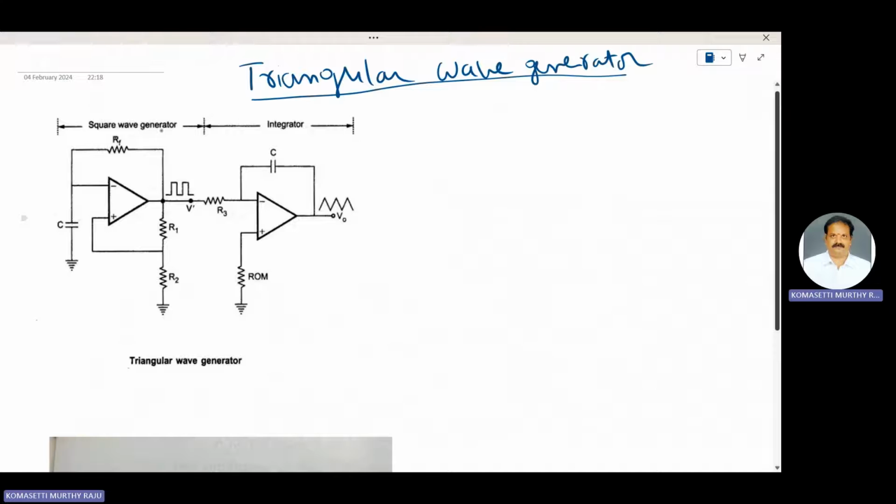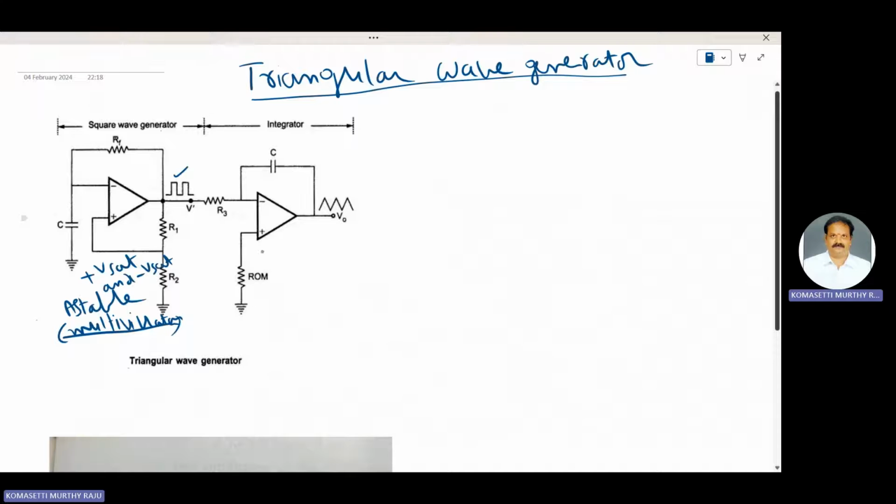This is the square wave generator. Generally, a square wave generator is the astable multivibrator. This one is an astable multivibrator. An astable multivibrator has two unstable states. It continuously switches between two states, that means plus V sat and minus V sat. The output of the astable multivibrator is a square wave.